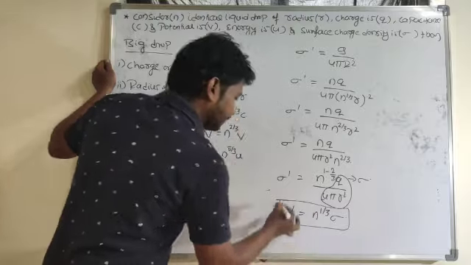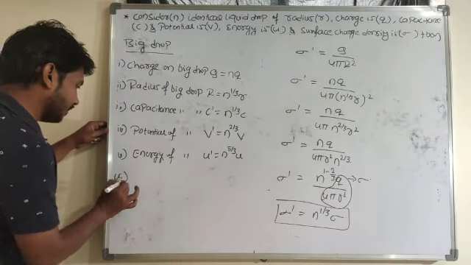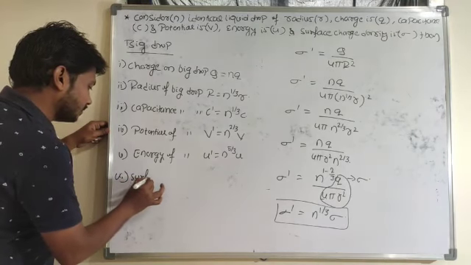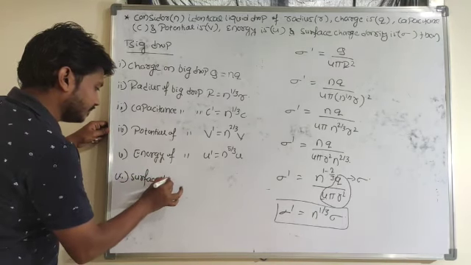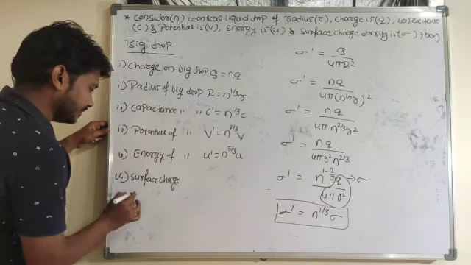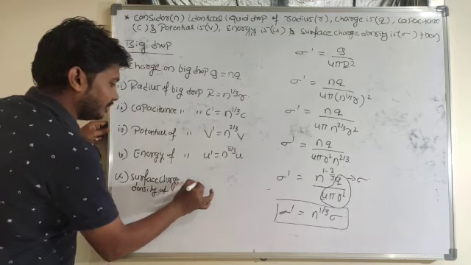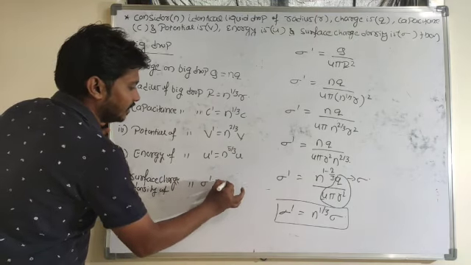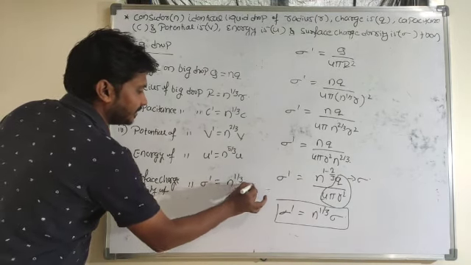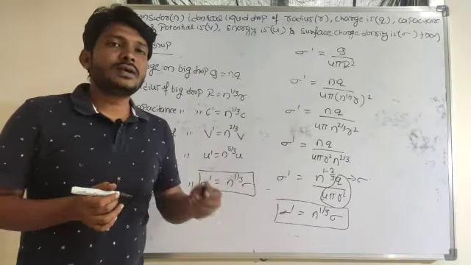So the surface charge density of the bigger drop is equal to n to the power of 1 by 3 into the surface charge density of the small drop.